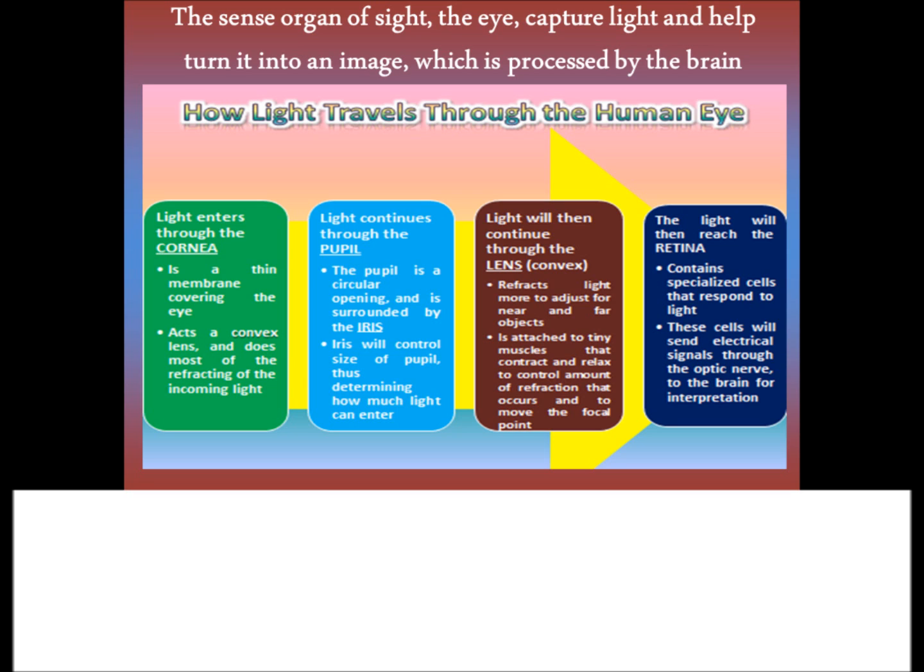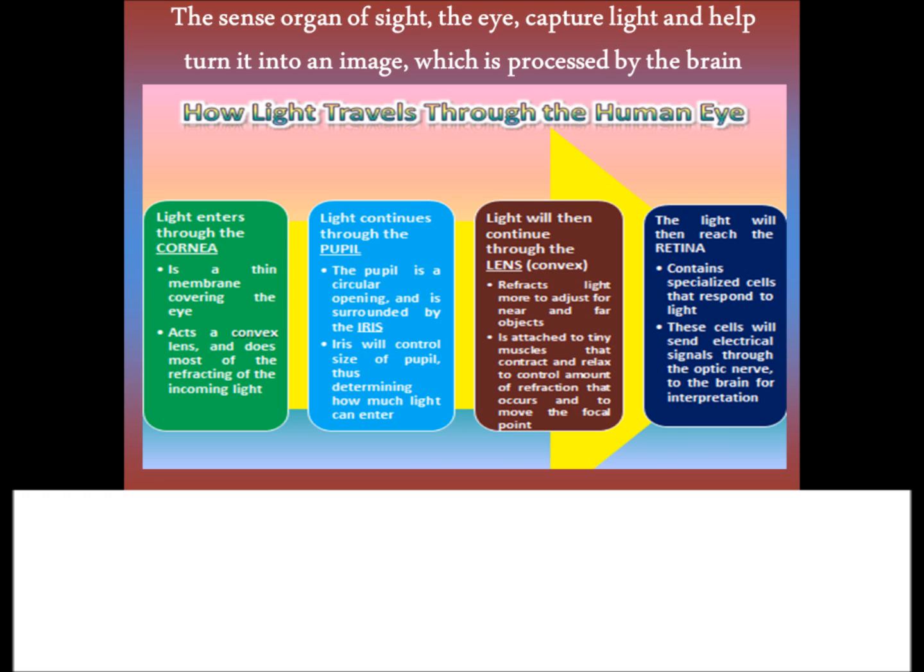Now the image has to focus on this retina in order for us to perceive the image. If it does not, then we will not see anything in front of us. The retina, which is the furthest and the last layer of the eye that I'm going to be speaking about, contains specialized cells that respond to light. Now once these cells receive the light, it's then going to send electrical signals through the optic nerve to the brain, and then the brain is going to interpret it.